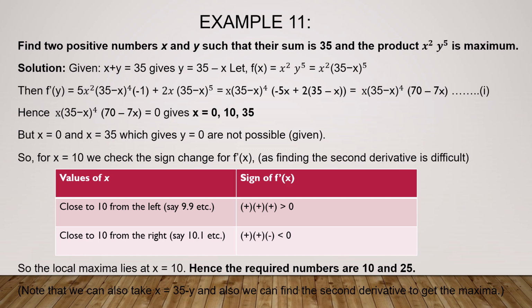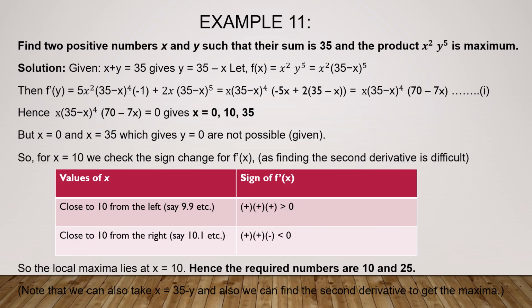So now by the first derivative test, the local maxima lies at x equal to 10. What is the condition of maxima? When you go from left to right over here, it goes from greater than 0 to less than 0. So it is the point of local maxima. So the local maxima lies at x equal to 10, and hence the required numbers are 10 and 35 minus 10, which is 25.